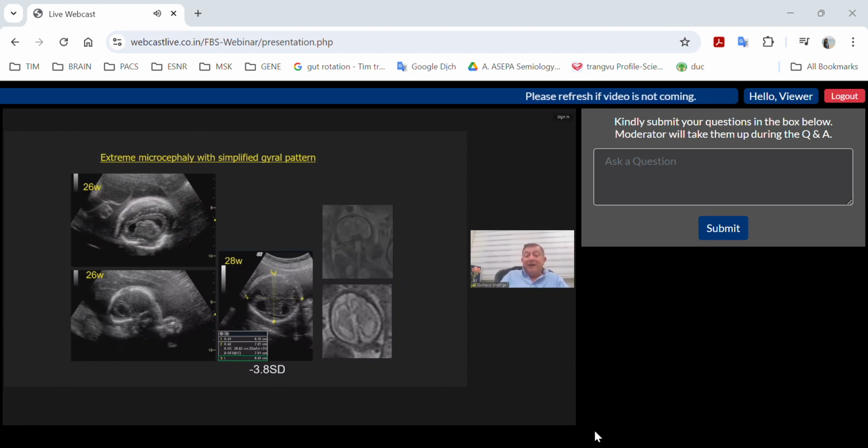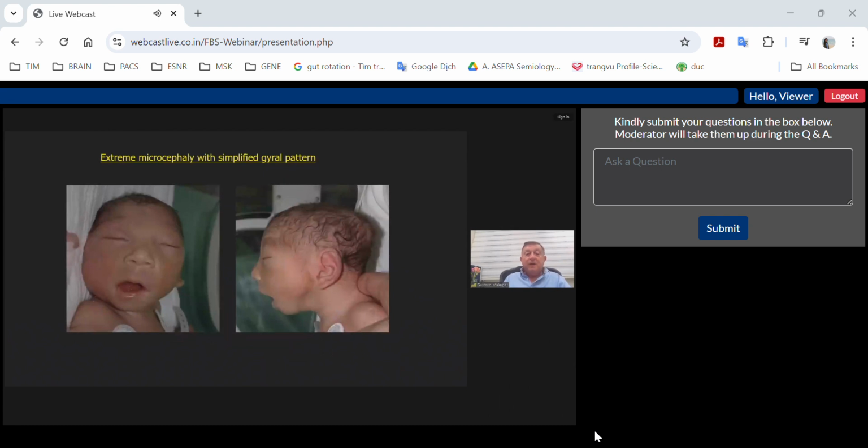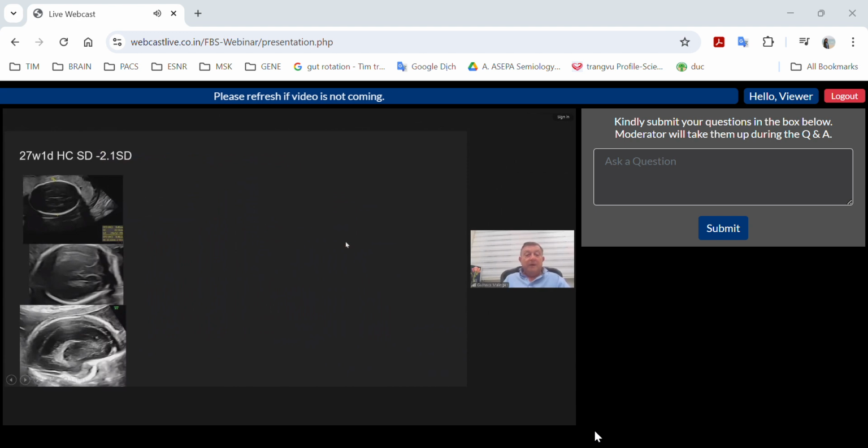These cases of extreme microcephaly with a simplified gyral pattern are very easy to diagnose. They appear early in pregnancy. You see here at 28 weeks, the head circumference was -3.8 standard deviations, and they don't represent a diagnostic challenge. This is how the child looked after delivery. He passed away very fast, and something interesting is that he does not have big ears, but a very small head.